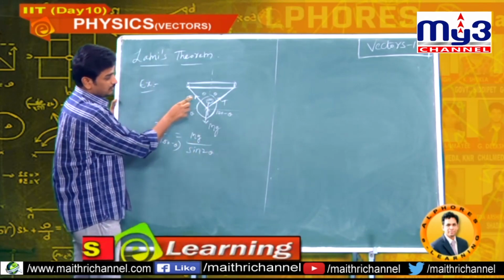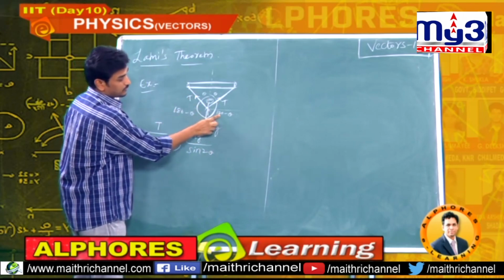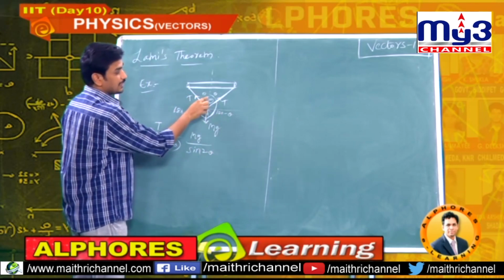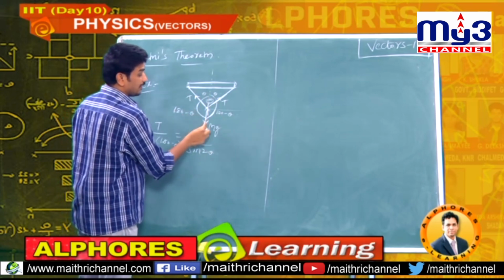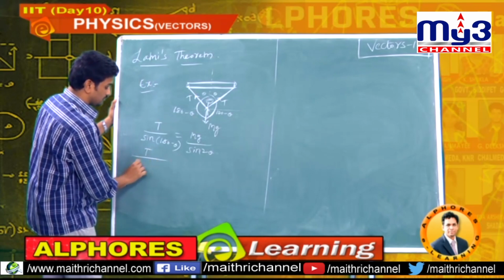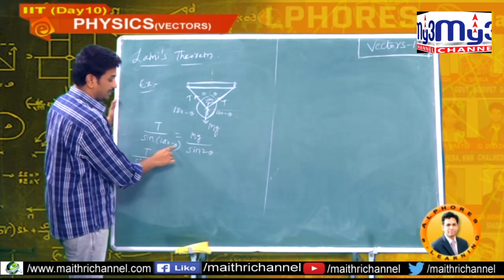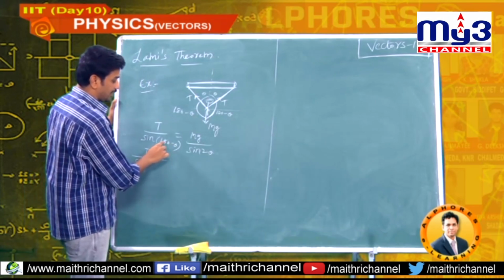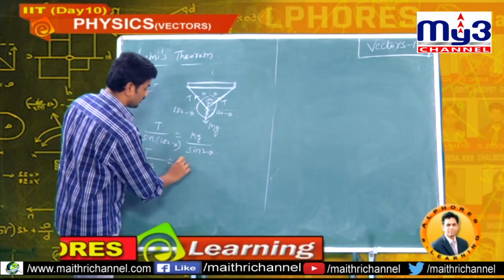Once again, T by sine of opposite angle, mg by sine of opposite angle. What is the opposite angle to mg? It is 2 theta. T has the opposite angle 180 minus theta, which is in the second quadrant, and sine of that will be sine theta.